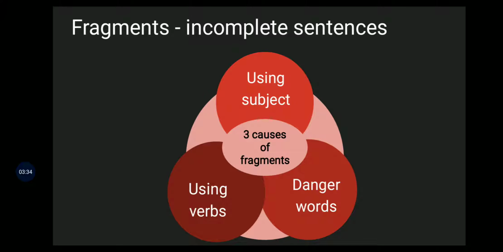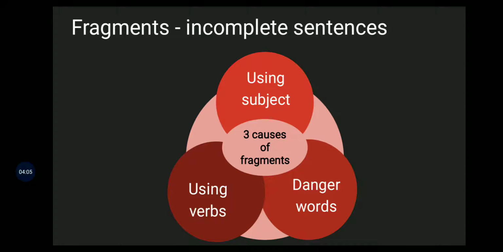Next, sometimes we do end up writing sentences, but then those might not be clear. So the main problem there is that we haven't written a complete sentence. What we have written is a fragment or an incomplete sentence. So there are 3 primary reasons or causes that can lead to fragments. So these are associated with the use of a subject, how we use verbs, and how we use something called danger words. So we shall look into tips or steps with respect to these 3.